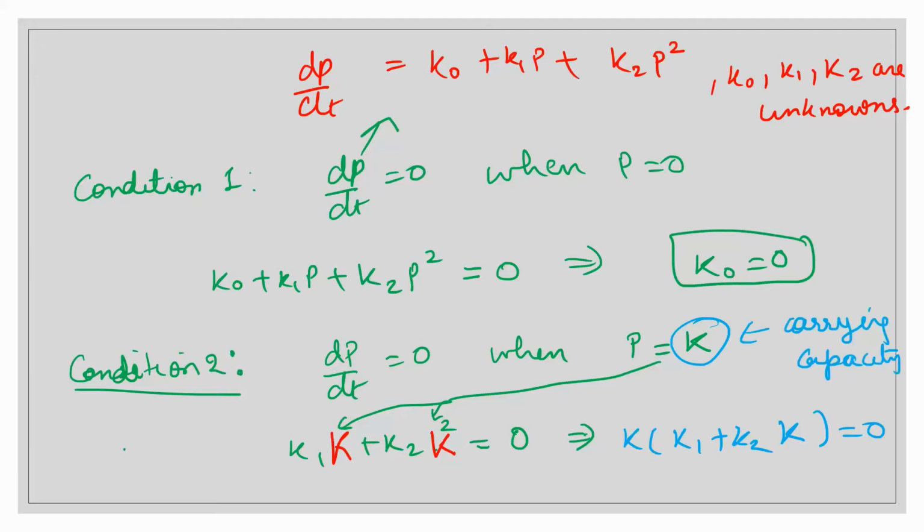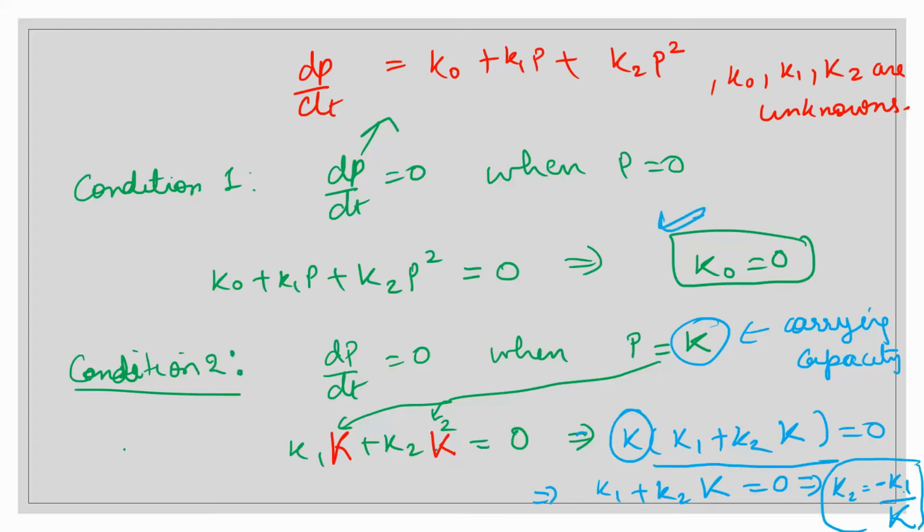Now if you look at this, my carrying capacity is not equal to 0, so this implies my k1 plus k2 capital K will be equal to 0, and this implies my k2 is equal to minus of k1 divided by capital K. So this is the second thing I am getting. The first thing was k naught equal to 0, and the second derivation I am getting is k2 is equal to minus of k1 upon the carrying capacity. This one is the carrying capacity, that means the maximum number of individuals that an environment can hold.